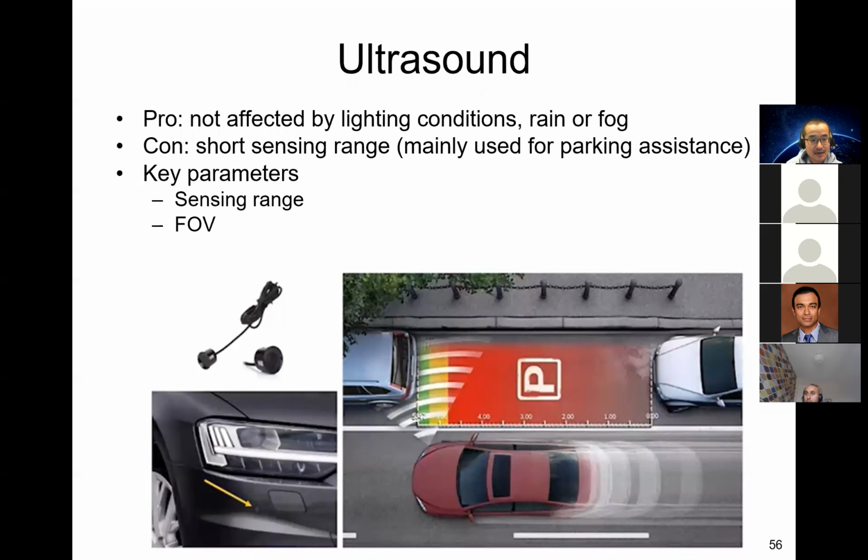Ultrasound is short range sensing, mainly used for parking assistance. The pro is that it's not affected by lighting conditions, rain or fog. The con is that it's short range. The key parameters are sensing range and field of view. So here you can see it's a very small opening in the front with the ultrasound. Typically you have ultrasound all around the car.